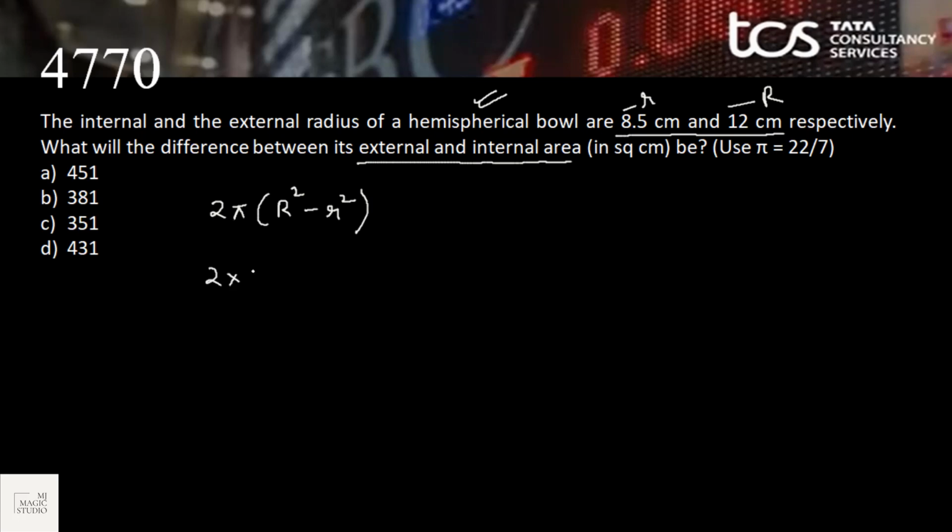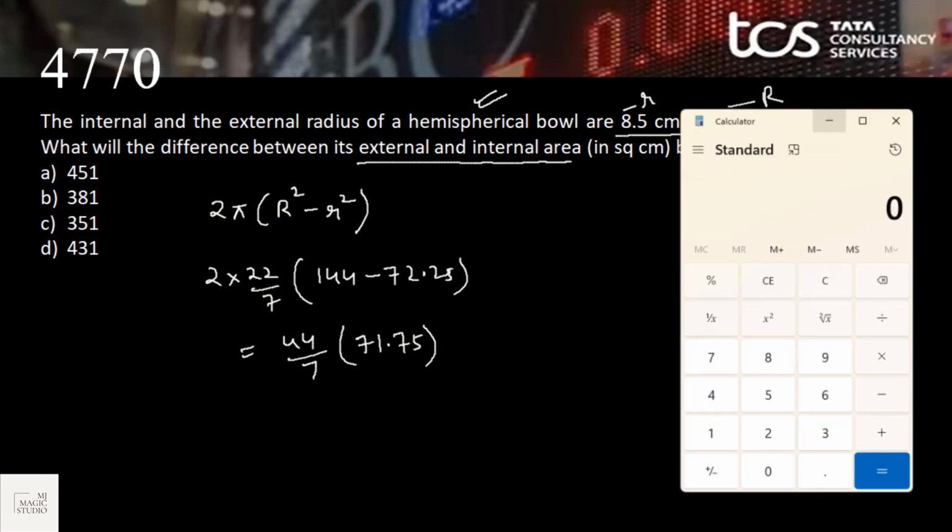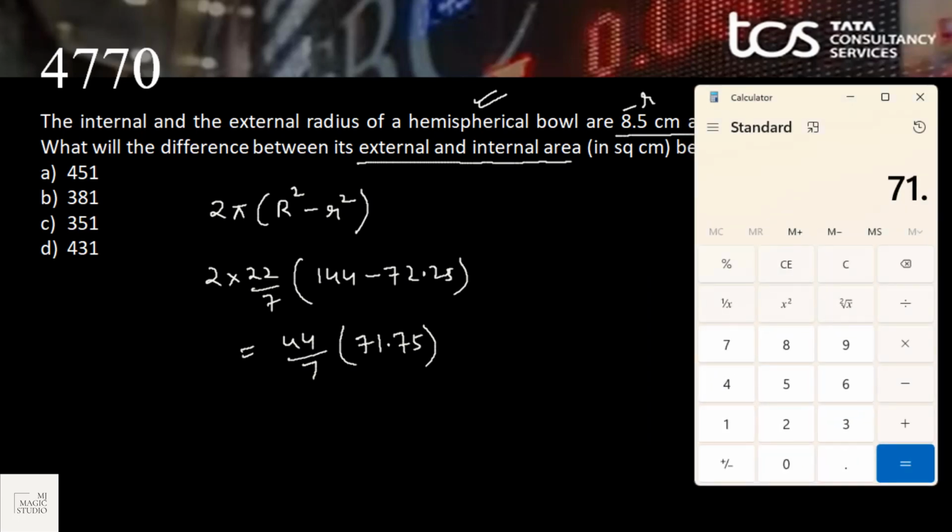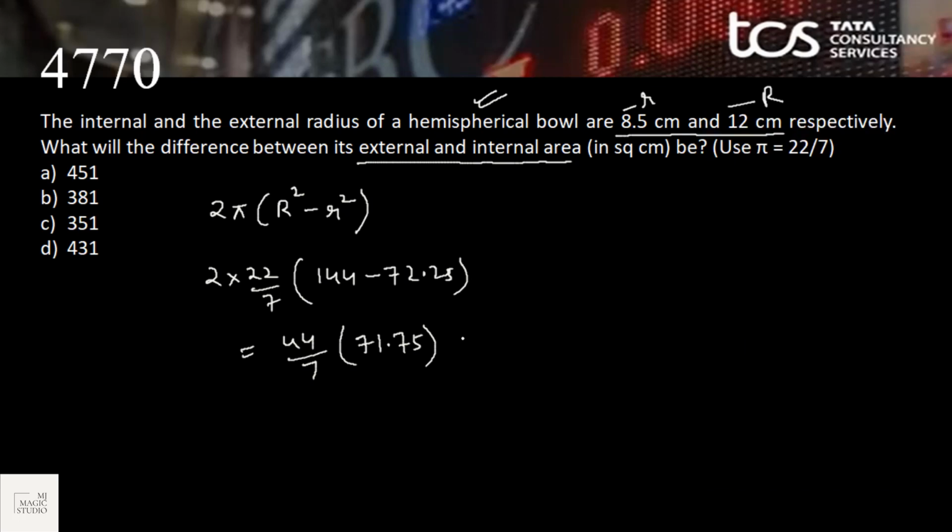So it would be 2 into 22 by 7, capital R square is 144, minus 8.5 square, which is 72.25. That would be 44 by 7 into 71.75. So let us calculate. 71.75 into 44 by 7 is 451. So that would be 451 square centimeter. Option A is the fit here.